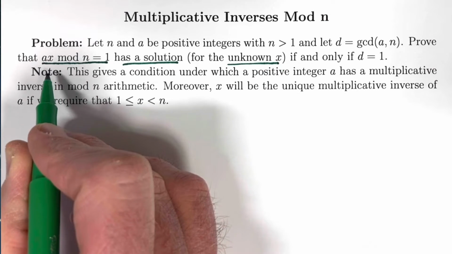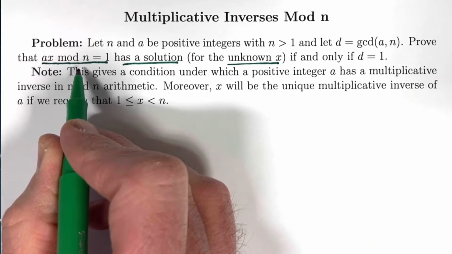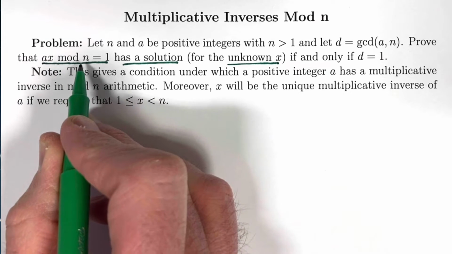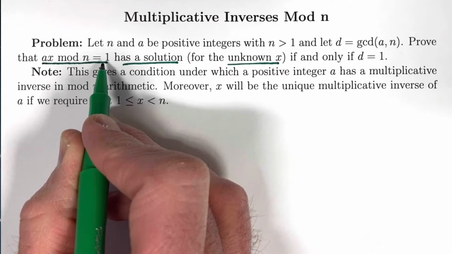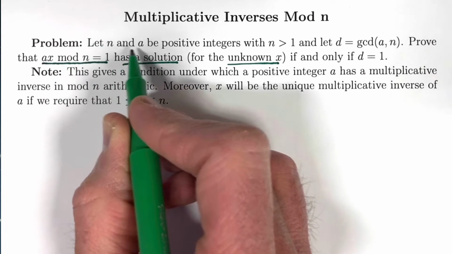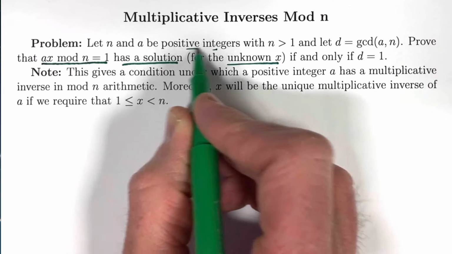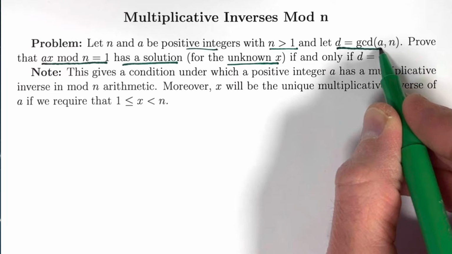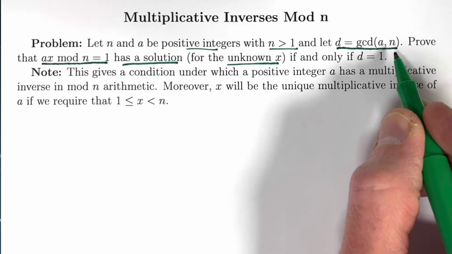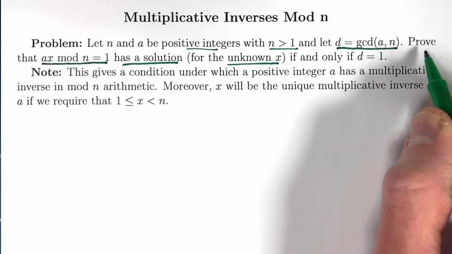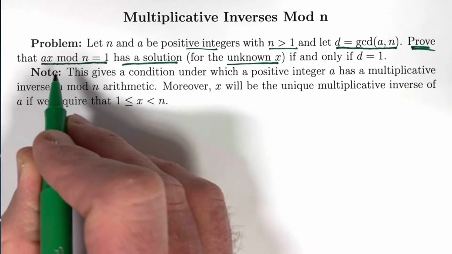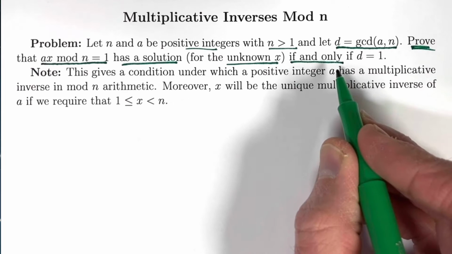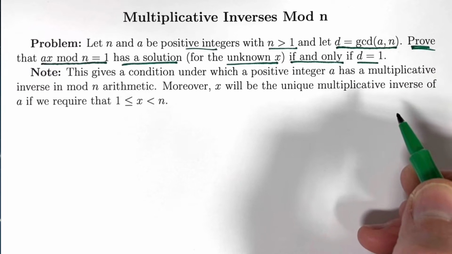What does this mean? A times x mod n represents the remainder that we get when we divide a times x by n. When does that remainder equal 1? We're assuming that n and a are positive integers with n greater than 1. We're letting d represent the GCD of a and n, the greatest common divisor. We're trying to prove that this equation has a solution for x if and only if, it's a two-direction proof, d, the GCD, equals 1.